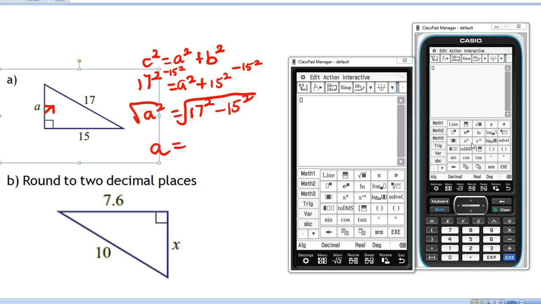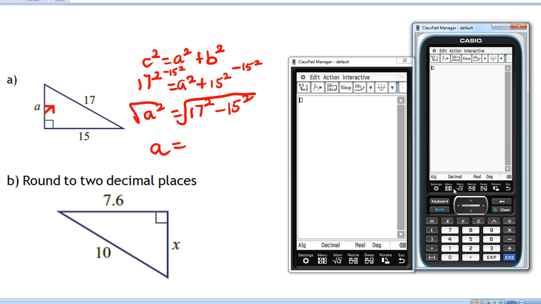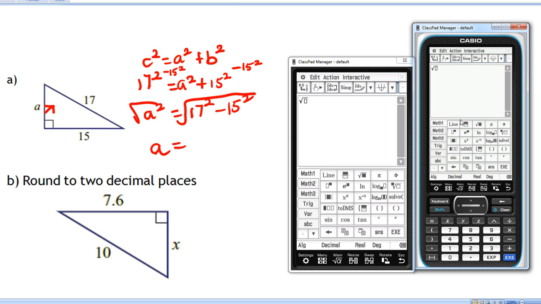Now I'll go to my calculator, and I'm in the main screen there, bring up my soft keyboard, square root sign, and I type in 17 squared take away 15 squared. Now I'm just checking, I think from memory they wanted the answer as a decimal. Let's just see how it comes out. Oh, it comes out as a nice integer value, so A is 8. Okay, so I'll just write that down. I check for units, no units there, so I can leave my answer as A equals 8.